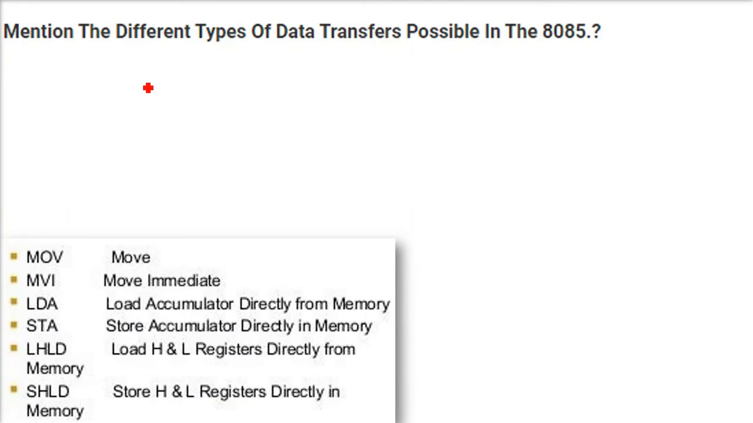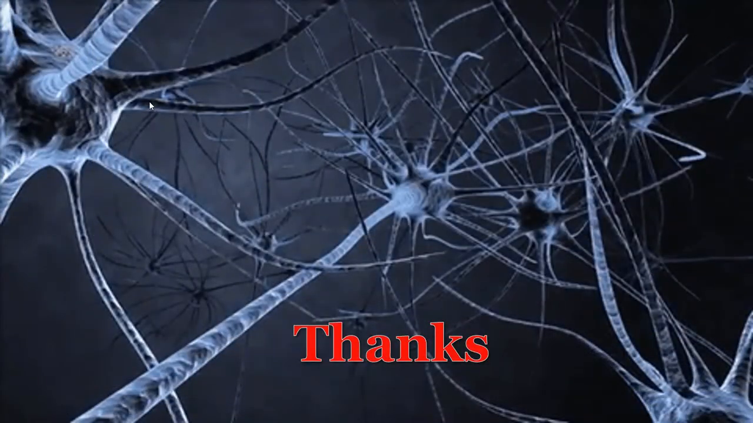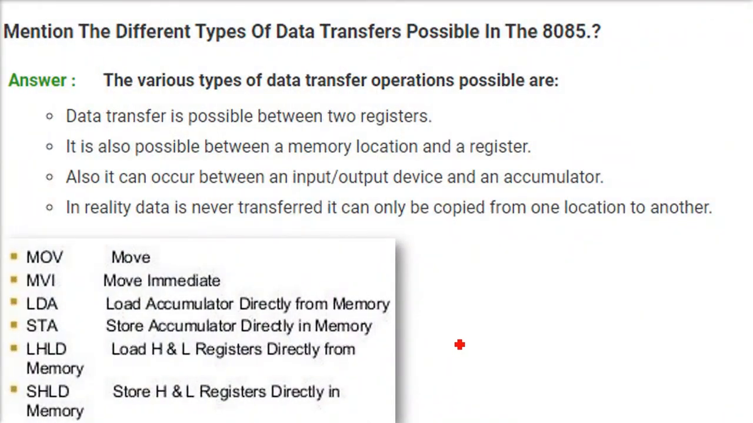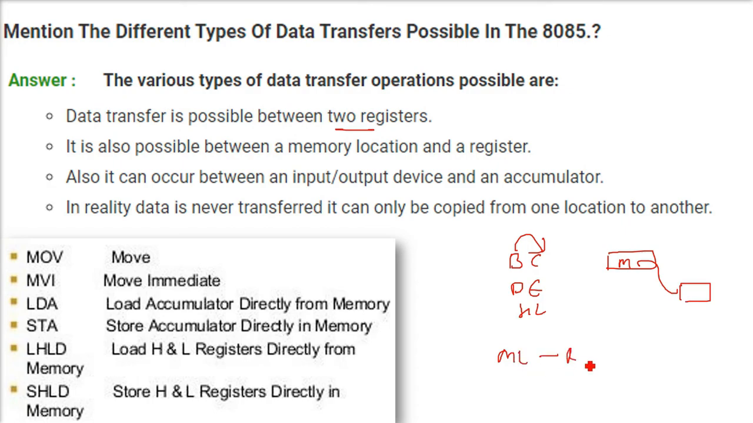Mention the different types of data transfers possible in the 8085. See, there are different types of data transfer that can happen in a microprocessor. For example, you have BC, DE, HL, we have the stack pointer, program counter, and various other places. So data can be transferred from memory to register, register to memory, memory to input-output device, and accumulator to register. Data transfer is possible between 2 registers. Also it can go from a memory location to a register. The data transfer can also occur between the input-output device and the accumulator.